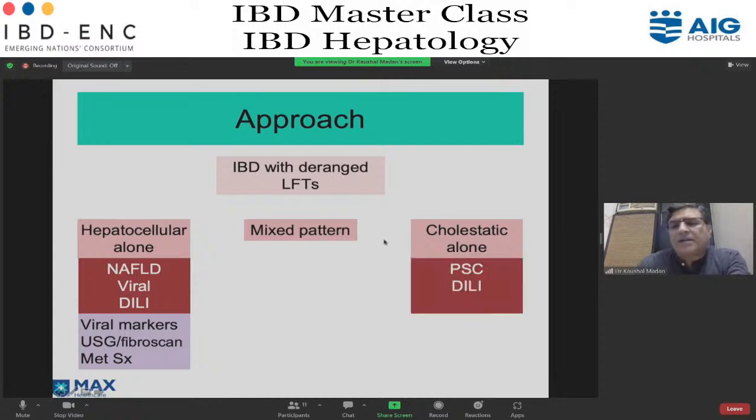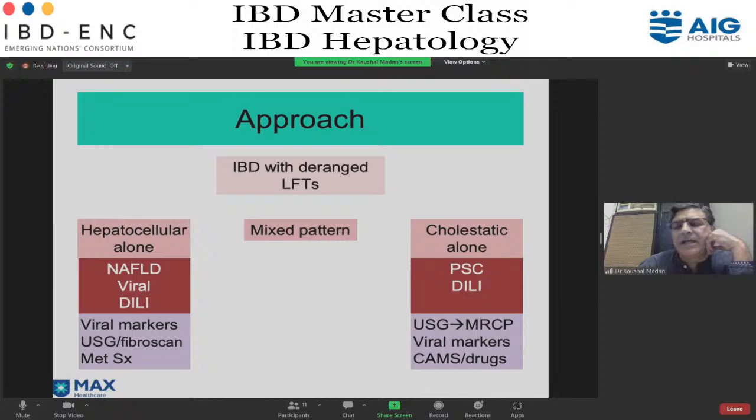If they have a cholestatic pattern alone, then obviously the first differential diagnosis is PSC, followed by still could be drug-induced liver injury, and the first investigation here should be MRCP. Obviously, you have to exclude chronic viral hepatitis in any patient who presents with deranged LFTs, and you also have to exclude the intake of other drugs. For example, it's a very common practice in India that any patient who has a chronic illness would definitely have tried complementary and alternative medicines like Ayurveda or Unani or homeopathy. And these are the drugs also which are associated with drug-induced liver injury, which has to be kept in mind.